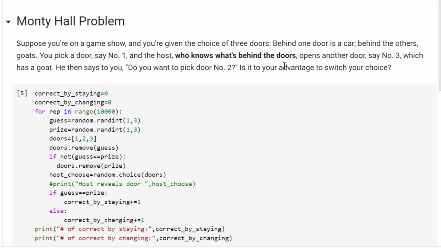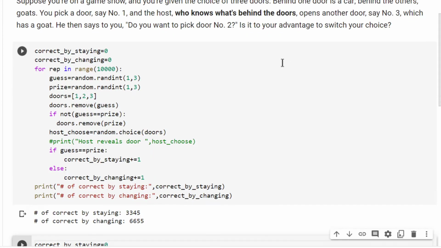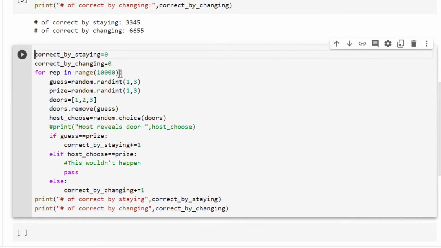But if by chance the host reveals the one with the goat, then the host will be able to give the contestant a choice to change to the other one. So that is in the second code. And if you see, this is what happens. The host chooses whatever the contestant's guess is not. So out of the doors 1, 2, 3, I remove the contestant's guess, and the host chooses anything that the contestant didn't choose. Okay. Now, if the guess is equal to prize, then it would still be correct by staying.